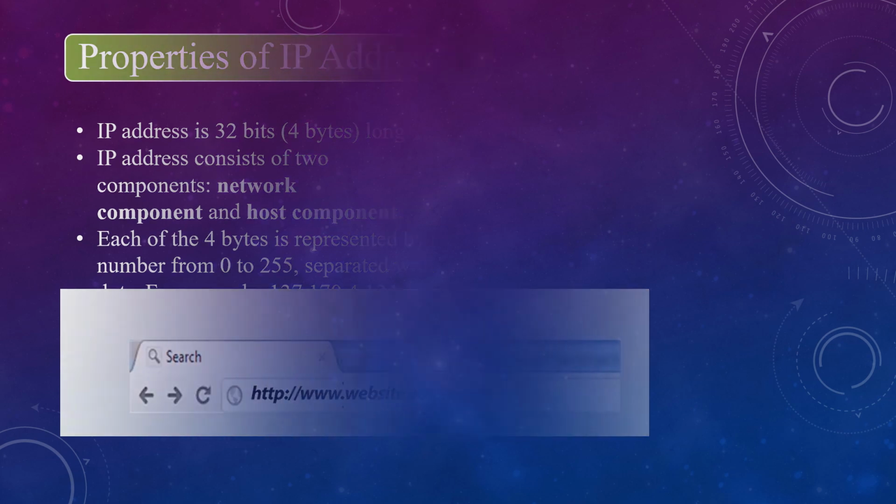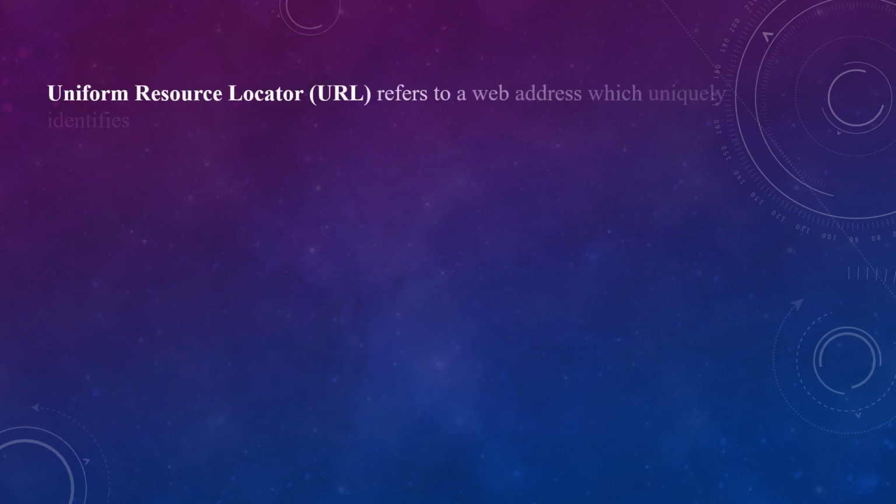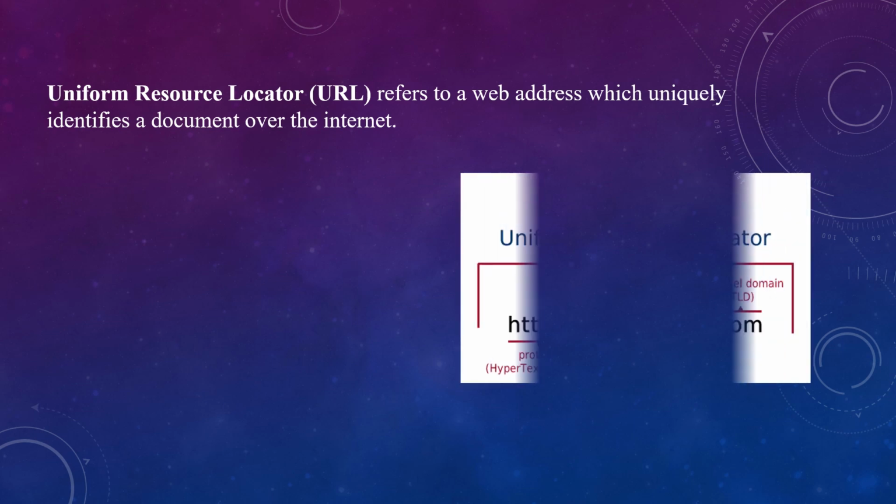Next is URL. Uniform Resource Locator or URL refers to a web address which uniquely identifies a document over the internet.